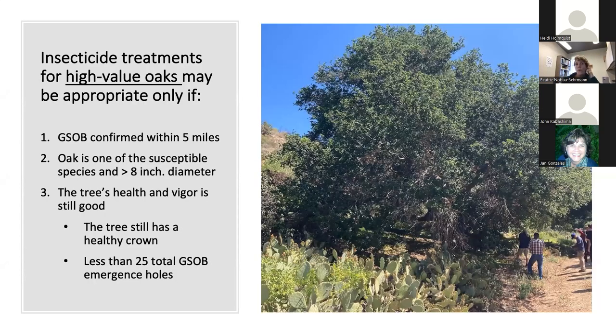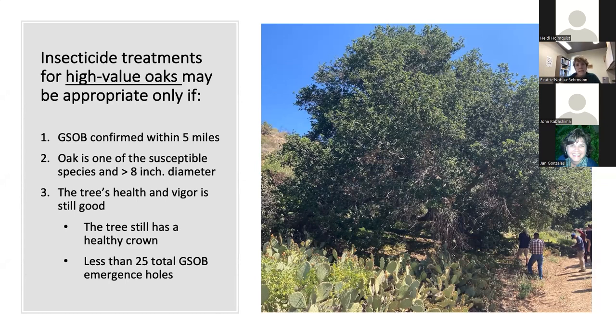So for insecticide treatments, we recommend them for high value oaks, but they're only appropriate if there's GSOB in the area. If there are no known GSOB infestations in the area, it doesn't make sense to put pesticides on a tree. But if there is, and it's a high value oak, it is something that you can do. Only, of course, treat only the host species.